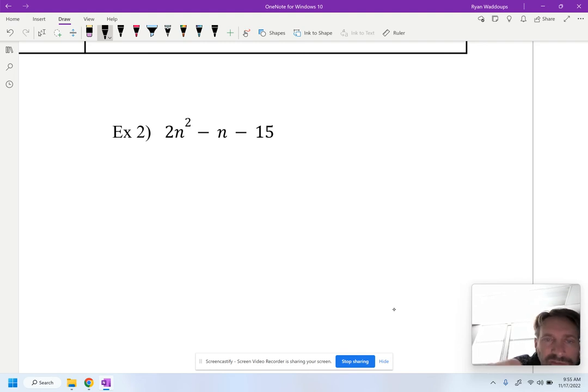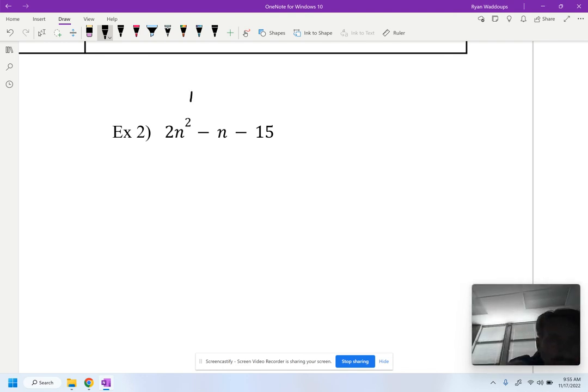They don't share common factors other than 1. So we checked. It's also a standard form. This is degree 2, degree 1, degree 0. So that's good. And then we can say that our A value is 2, B is negative 1, and C is negative 15. So A times C is 2 times negative 15, or negative 30.